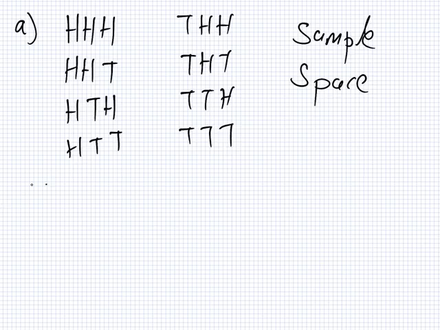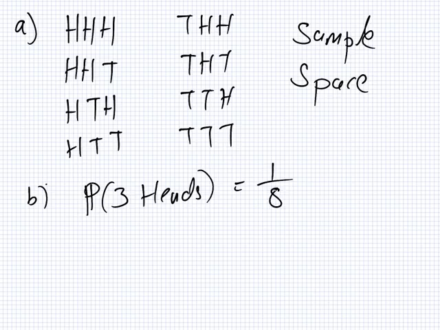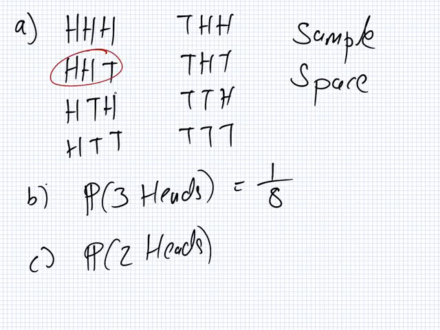Let me just get it here. What is the probability of 3 heads? So what's that one? 1 over 8. What's the probability of exactly 2 heads? Now, just be careful here. We have to highlight how many that are. So that's this one, this one, this one. Just the 3 of them, isn't it? So it's 3 over 8.